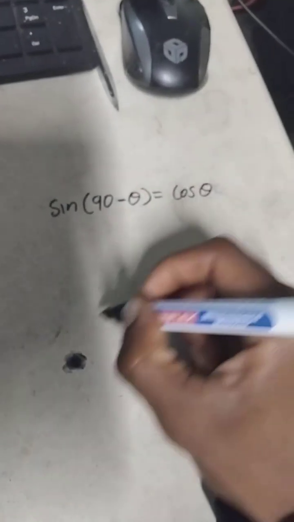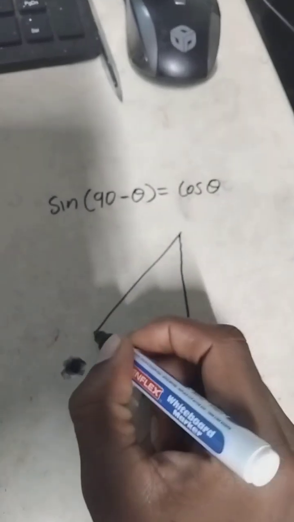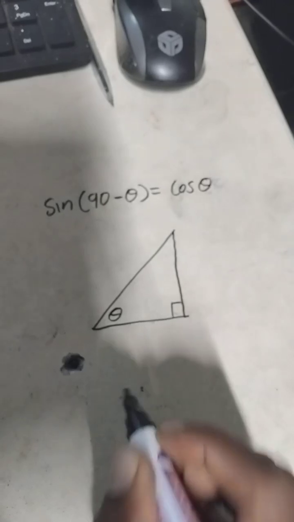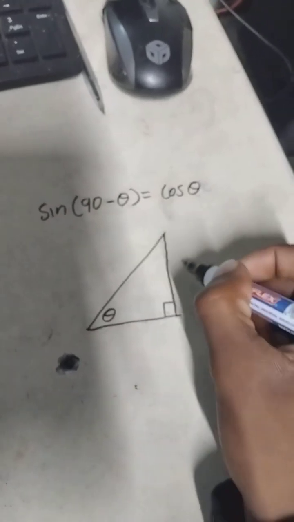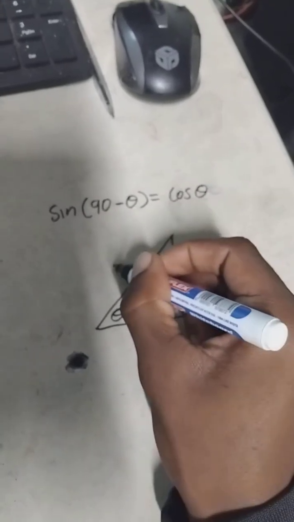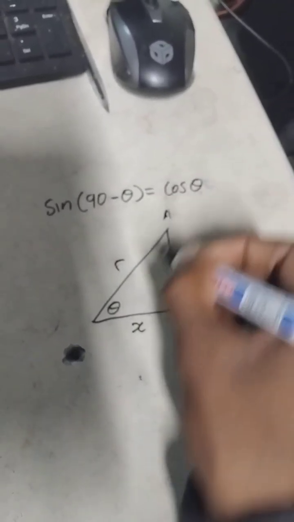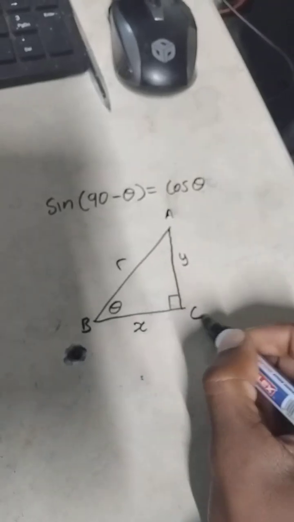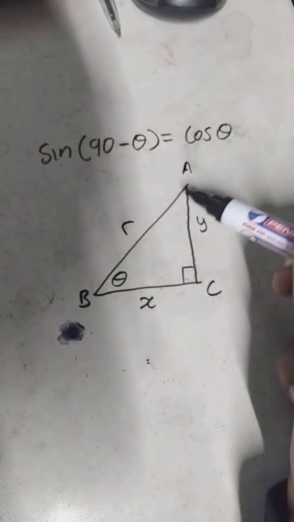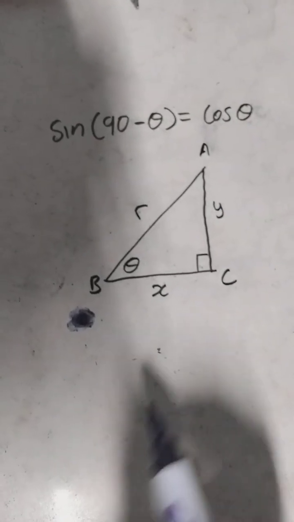So let's suppose that we have a triangle like this, and we have theta, and we have our 90 like that, and I have my y, and I have my x, and I have my r, and I have my A, B, and C. So how can we calculate C? What is the value of C?